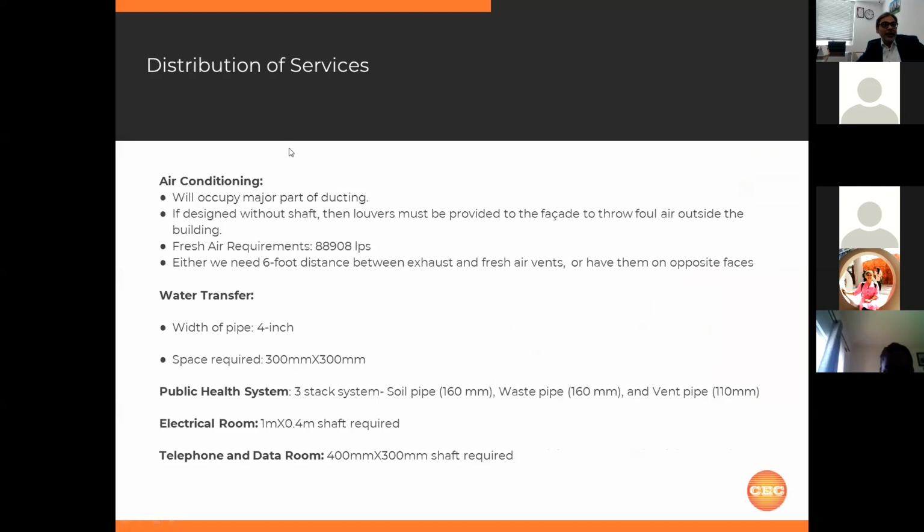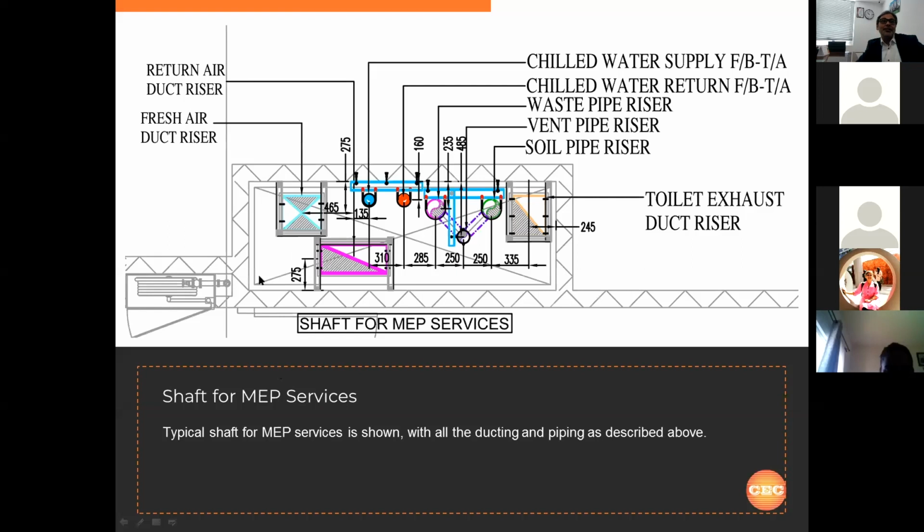When we talk about vertical distribution, for the air conditioning, we need to have chill water pipes, we need to have ducts. For water transfer, we need to have pipes. Vertical public health, we are talking about 3 pipes, which is soil pipe, waste pipe, and main pipe. For electrical, we need shafts. These are typical distribution systems, how the corridor works. Corridors are the most critical areas for us for MEP distribution.